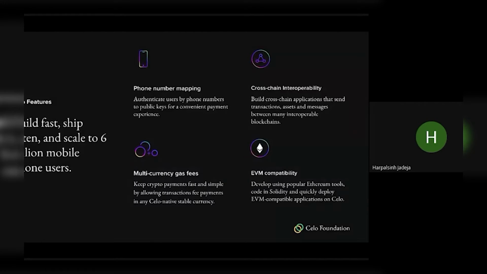So what are some Celo specific features? We have phone number mapping, which basically means that if you have used MetaMask or any wallet, then you must have noticed that your address, the public address, is a long string of characters, which is definitely something that you cannot memorize. So you can imagine that when the internet started, there used to be IP addresses.